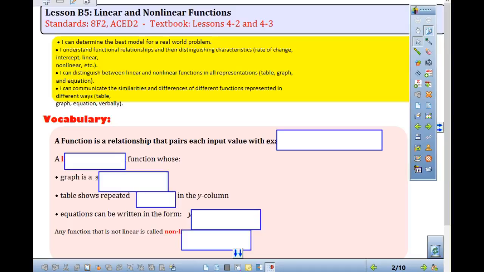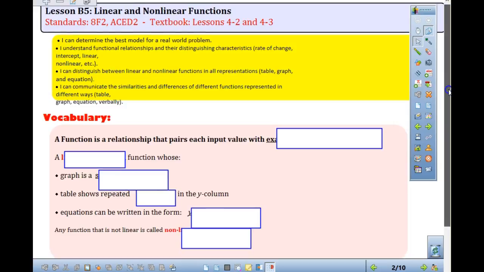You can see all of your I can statements, and there's quite a few of them. I can determine what model fits it. I can determine the characteristics. Is there a rate of change? A y-intercept? Is it linear, nonlinear? Distinguish between linear, nonlinear, and communicate similarities, looking at graphs and tables.